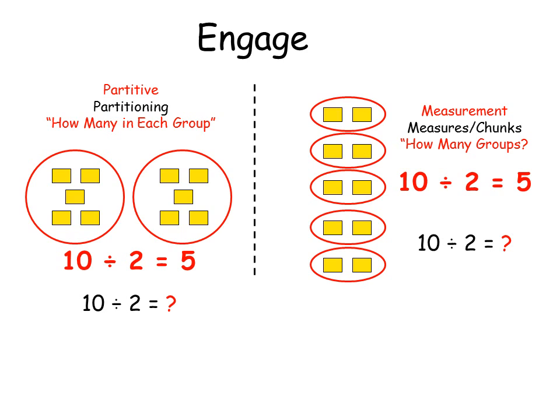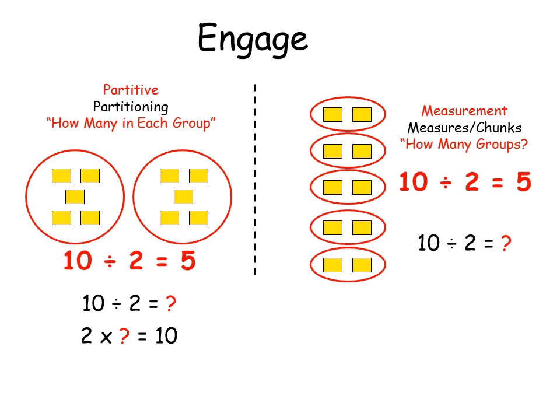So let's take a look at it. In the first problem, the 2 represented the number of friends that I was going to share the 10 cookies with. And I didn't know, which is the question mark, how many cookies each friend would get. So I was trying to find how many cookies. So in that case, the 5 represented the amount that each friend would receive.